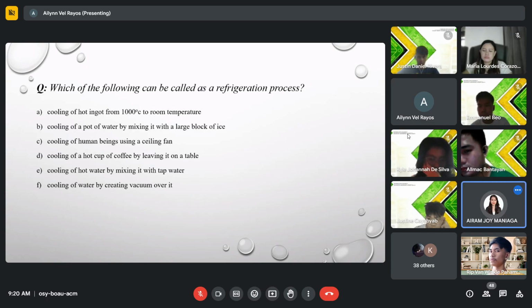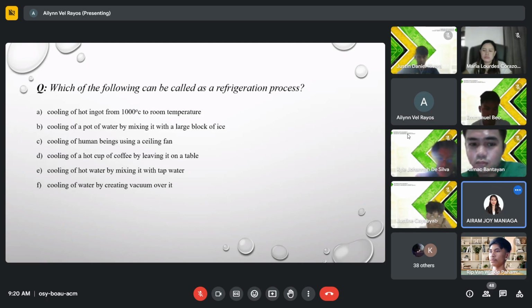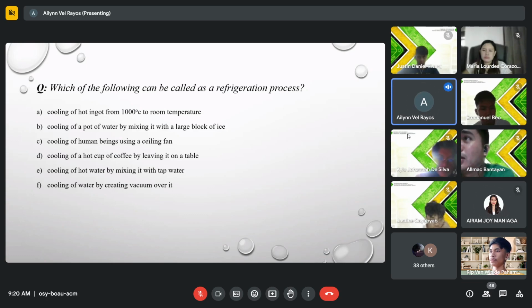Yes, ma'am. Item one is not refrigeration, because the room temperature should be below the surroundings. So that is correct. Next, letter B. After reading, you are going to define your answer. Read the statement, then provide your answer, and then defend your answer.